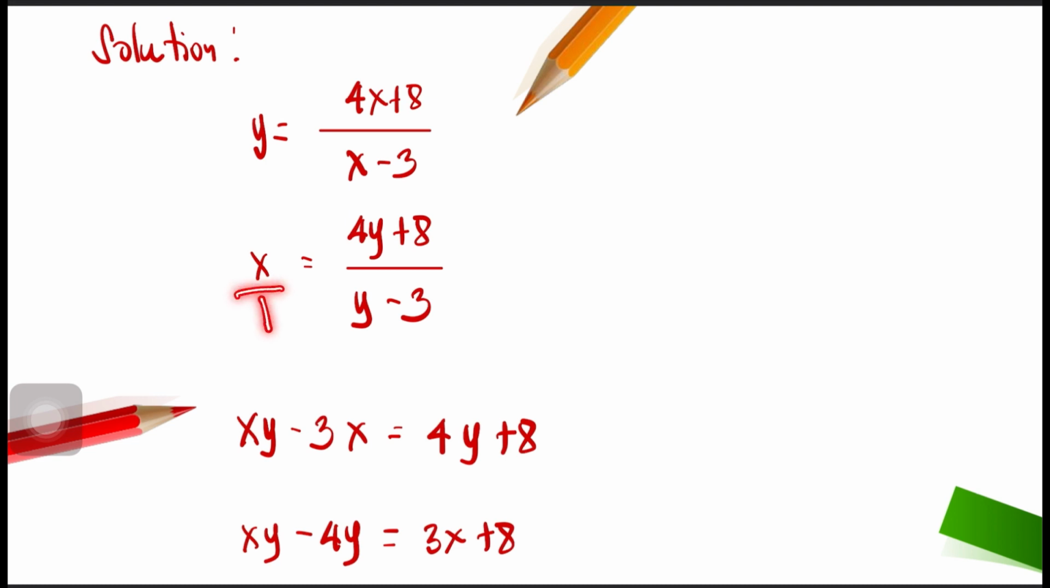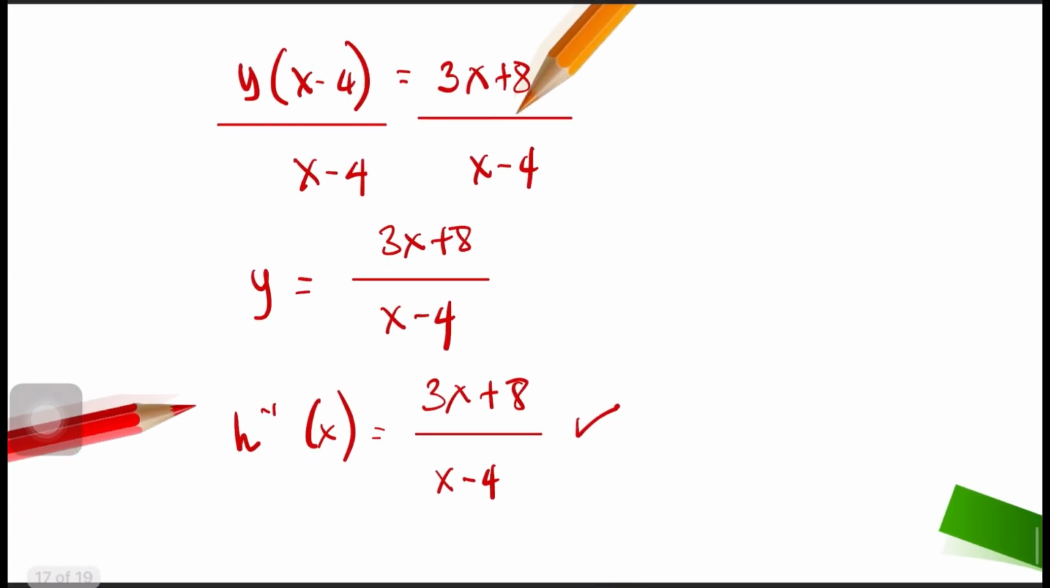That's cross multiplication. So x times y minus 3 is xy minus 3x is equal now to 4y plus 8. And then, solve for y. So we have now xy minus 4y is equal now to 3x plus 8. And then, let's factor the left side of the equation. The common factor is y, so it becomes y times x minus 4 equal now to 3x plus 8. Divide both sides by x minus 4. Cancel this out. We have now y is equal to 3x plus 8 all over x minus 4.